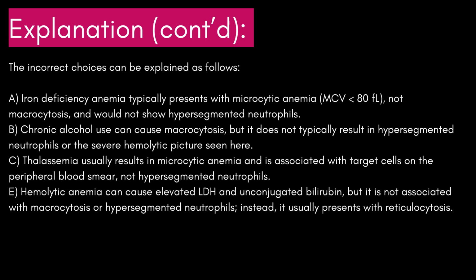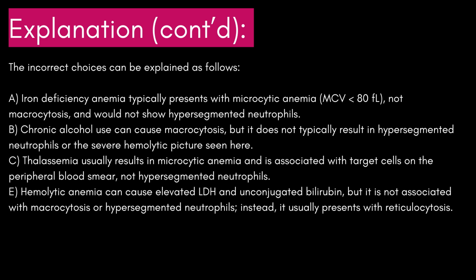The incorrect choices can be explained as follows. A. Iron deficiency anemia typically presents with microcytic anemia, mean corpuscular volume less than 80 femtoliters, not macrocytosis, and would not show hypersegmented neutrophils. B. Chronic alcohol use can cause macrocytosis, but it does not typically result in hypersegmented neutrophils or the severe hemolytic picture seen here.